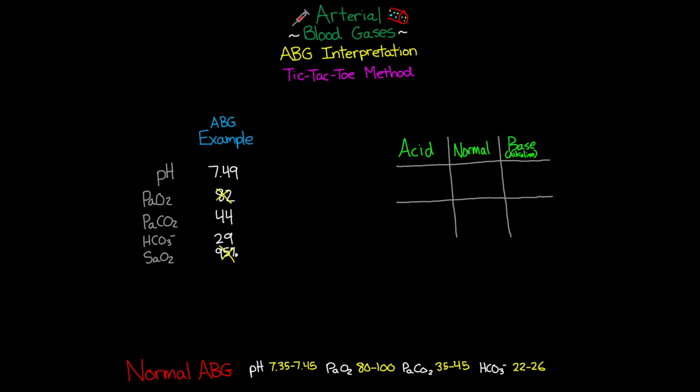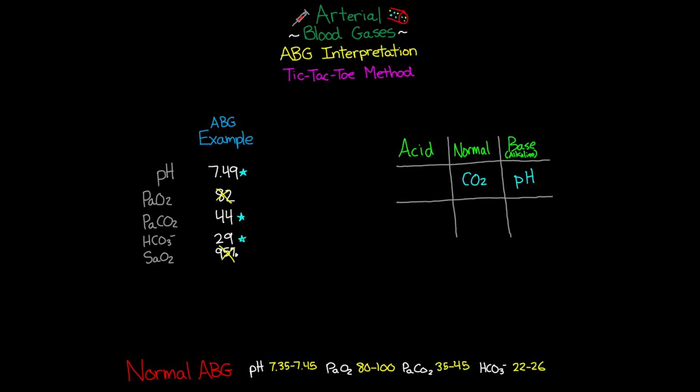And let's start off and look at our pH. Well, pH is 7.49. Knowing our normal values, we can tell that this pH is actually a little bit high, a little bit outside that normal range, meaning that we have a state of alkalosis. So next we want to look at our CO2. And so here we know that our value of 44 actually falls within our normal range. Therefore, we know our CO2 is normal.